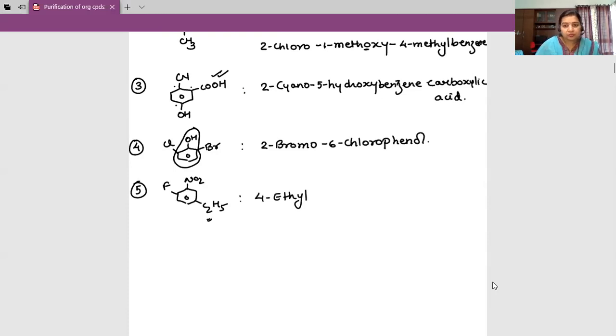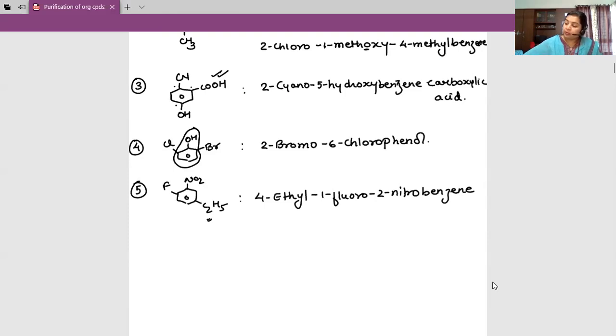So I have to write it as 4-ethyl. Correct? Now between fluoro and nitro, it is going to be fluoro. 1-fluoro 2-nitro benzene. Okay, 4-ethyl 1-fluoro 2-nitro benzene.